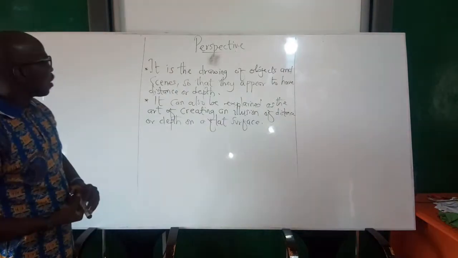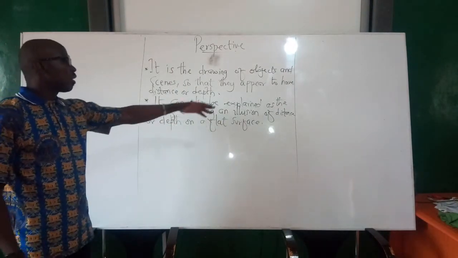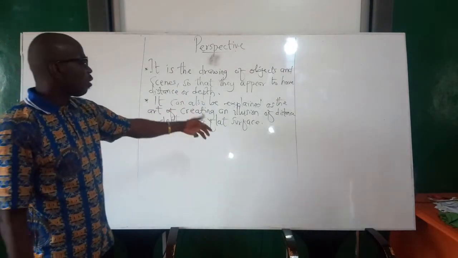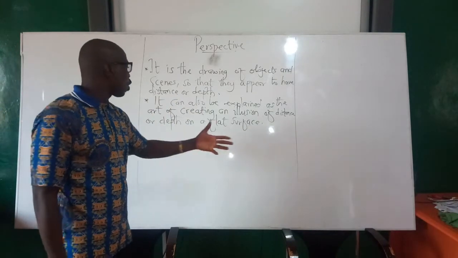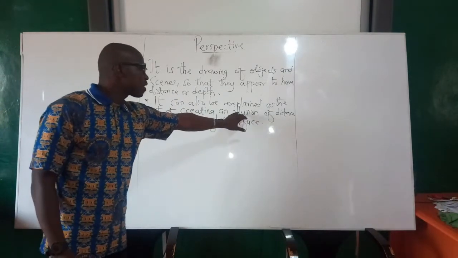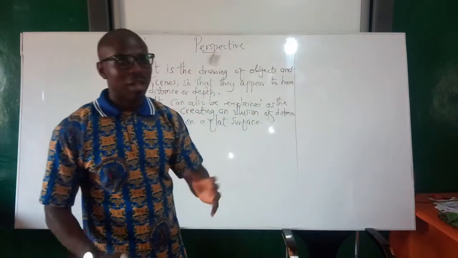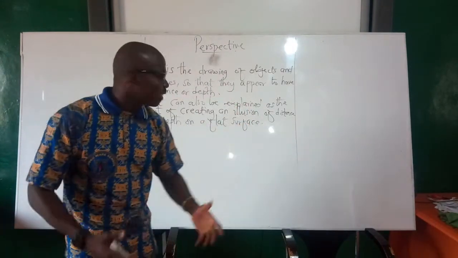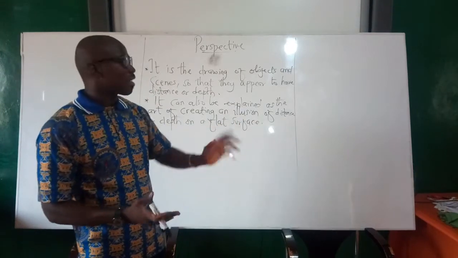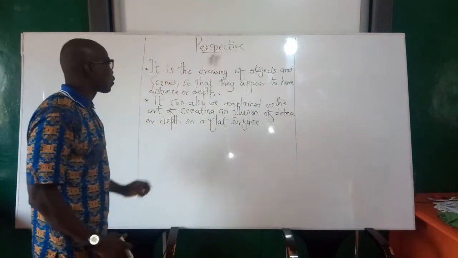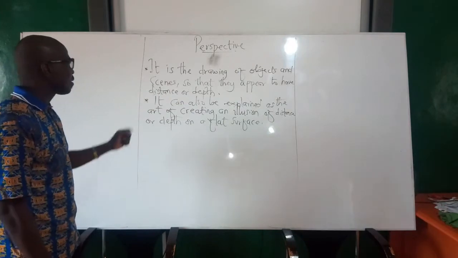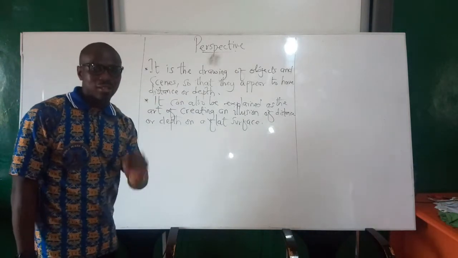Okay, so it can also be explained as the creation of an illusion of distance or depth on a flat surface. When we say illusion, it's something that seems to be, but it's not. So let's first start with the first one. The drawing of objects and scenes so that they appear to have distance or depth.